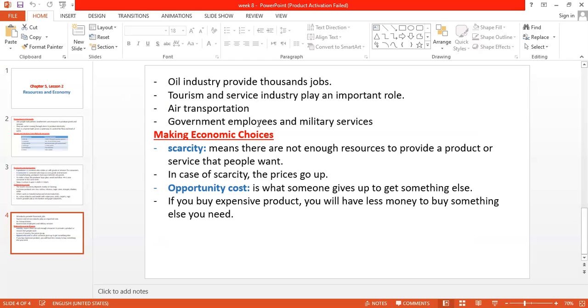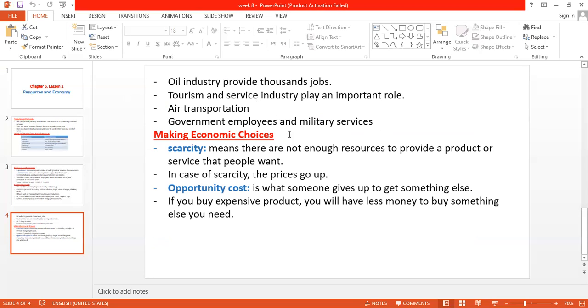Also, guys, they have government jobs, okay, like military service, if they work in the government, if they work as police officers and anything related to their army or their government.